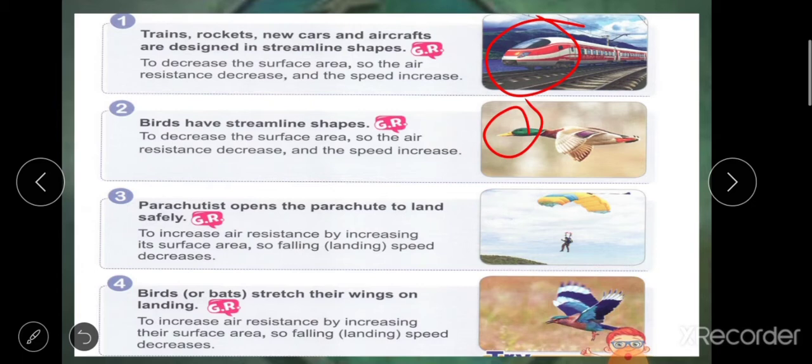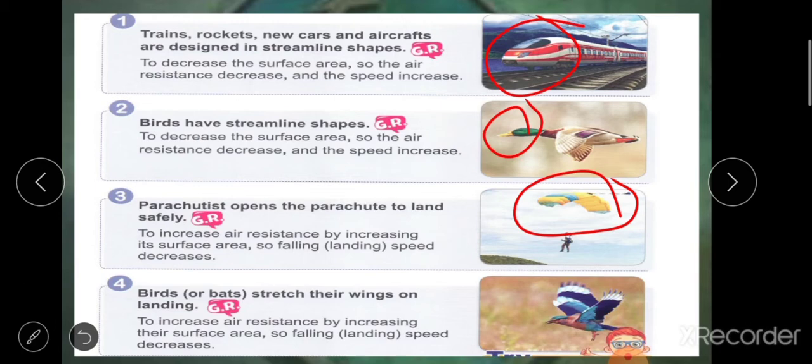And the opposite: I have a parachutist, who opens the parachute to land safely. He must open his parachute. When he opens his parachute, does he increase or decrease the surface area? It increases the space, so it increases the surface area. When the surface area increases, the air resistance increases and the speed decreases. So it will land safely. It will not hit the ground.